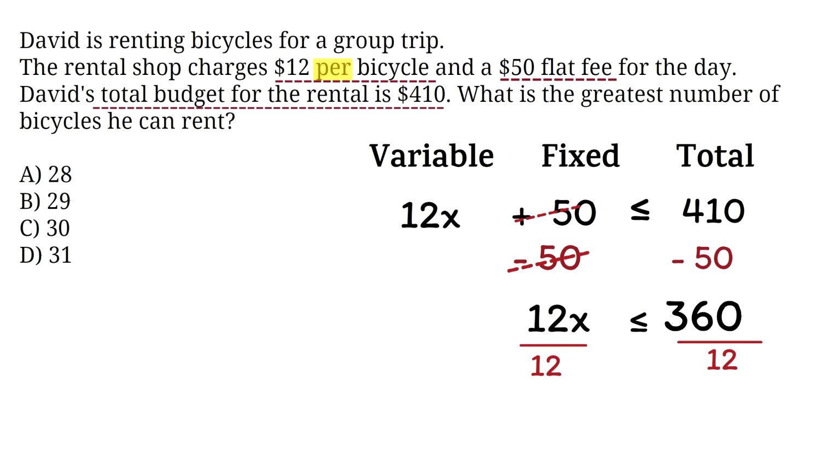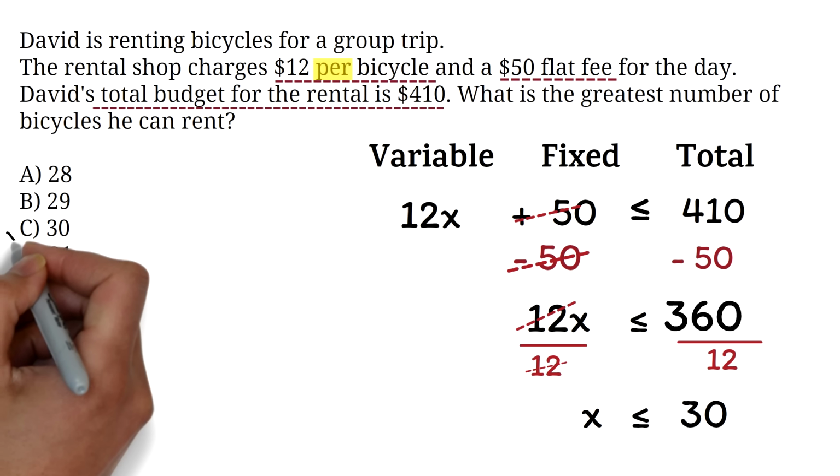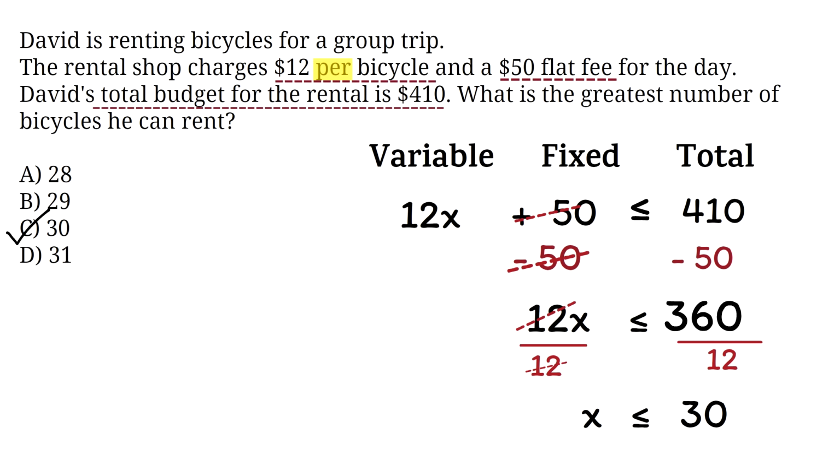Now we divide both sides by the 12. The 12 will cancel out. 360 divided by 12 is 30. So x is less than or equal to 30, meaning the greatest number of bicycles David can rent is 30. Therefore, the correct answer is option C.